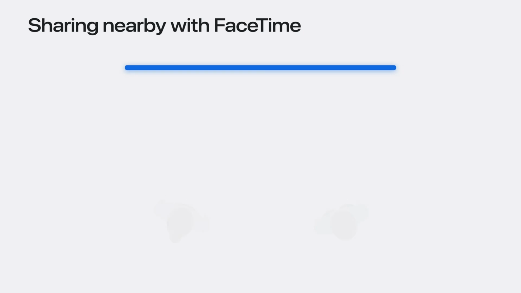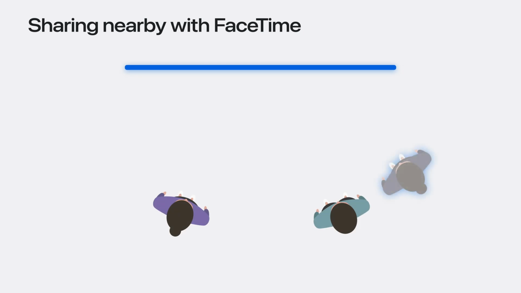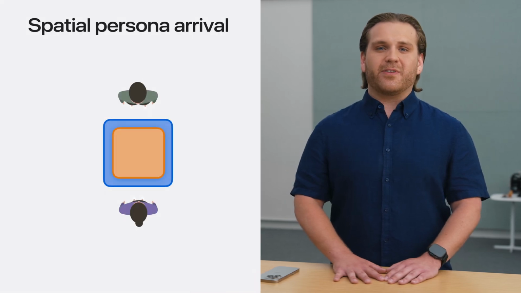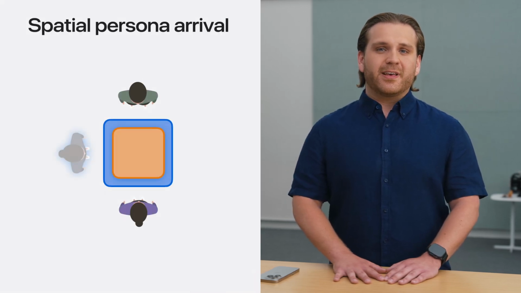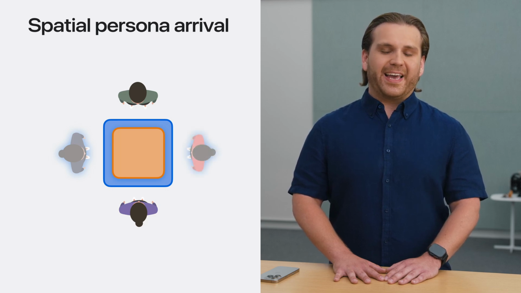When someone joins as a spatial persona, the system finds an optimal location to place them alongside the nearby people. Where the system decides to place spatial personas depends on the type of window being shared. For example, if someone joins while a volumetric window is being shared, they fill in any gaps surrounding the volume. The result is a layout that's ideal for both nearby and remote participants.